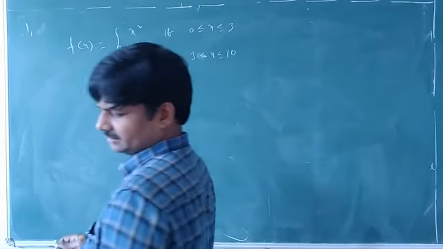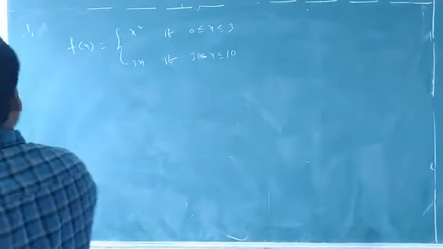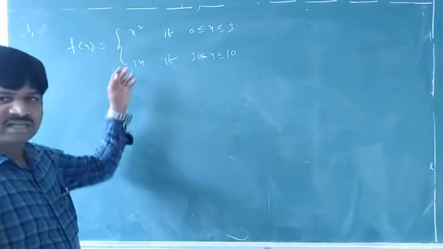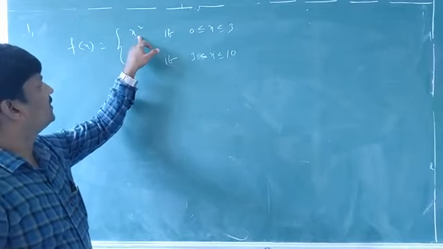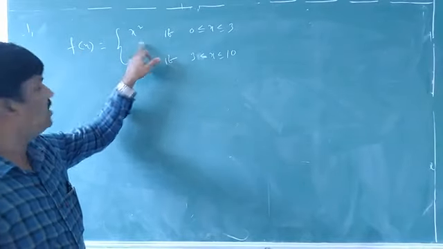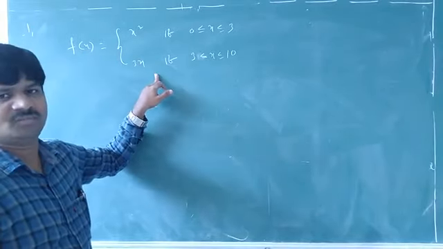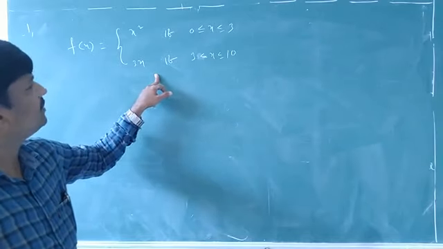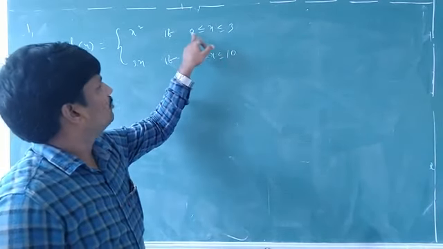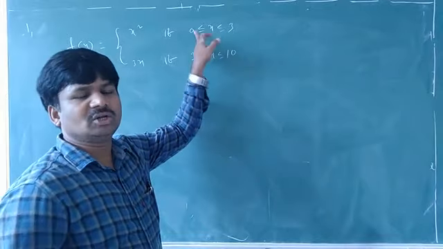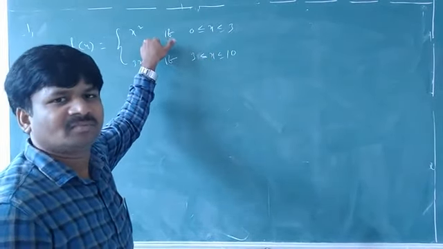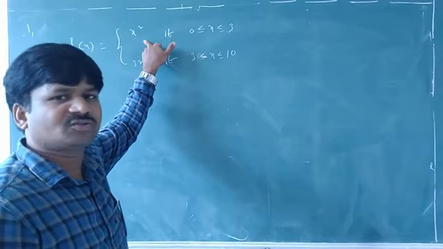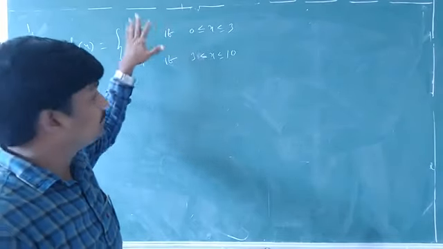Just observe carefully. It is the function f. How is function f given? Two functions are given. When do we have to take the function f of x equal to x square, and when do we have to take f of x equal to 3x? See, if the x value is between 0 and 3, including 0 and 3, then f of x is equal to x square. Are you understanding here? It is a splitting function.